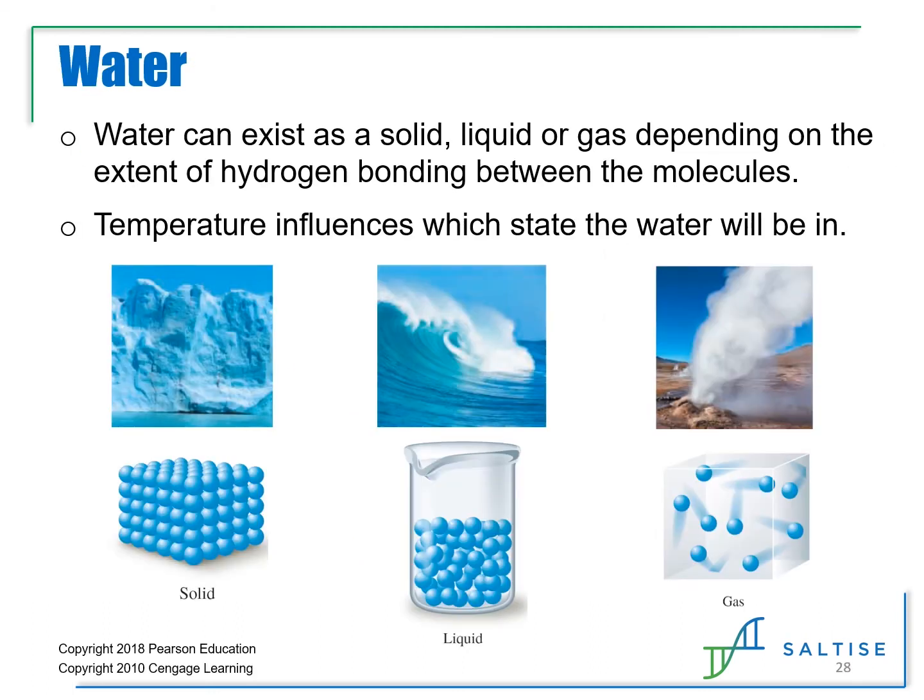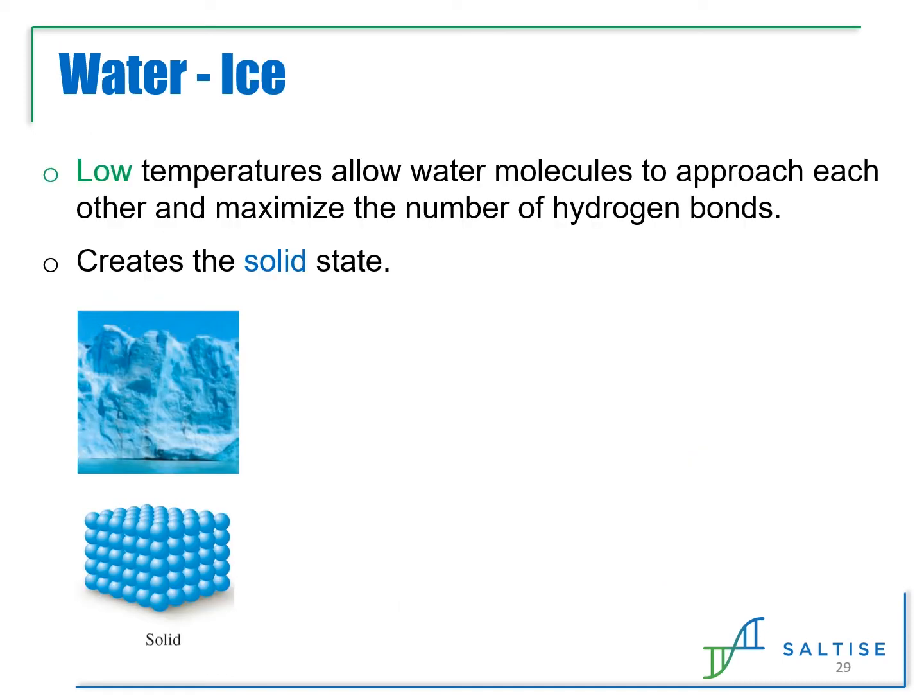We know that water can exist as a solid, liquid, or gas, which are the 3 most common states of matter. The state in which water will be in will depend on the extent of the hydrogen bonding, which in turn is dependent on temperature and pressure. Let's have a closer look at each state. We know that water freezes when temperatures are at or below 0 degrees Celsius. This is because at lower temperatures, water molecules can approach each other and arrange themselves in such a way to maximize the number of hydrogen bonds between them.